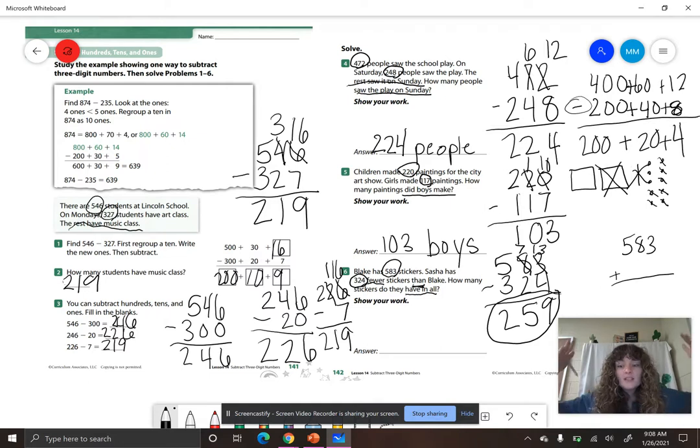Blake has 583. We are going to put Blake and Sasha's together. So what are we doing? We're adding. So 583 plus 259. This is a 2-step problem, guys. That's why we read these more than one time, because we might have just put 259 down and that would have been the incorrect answer.